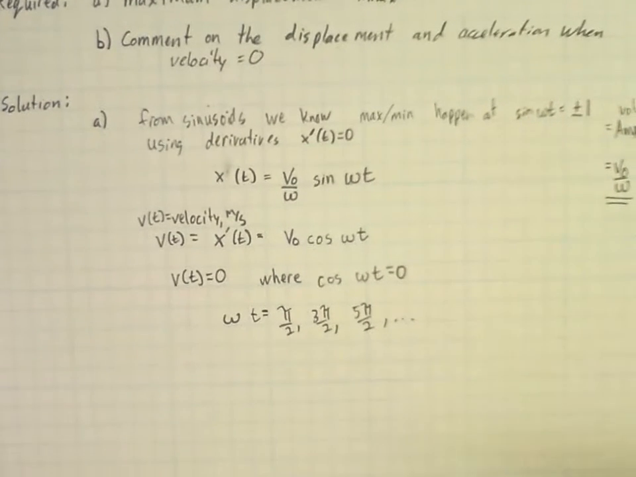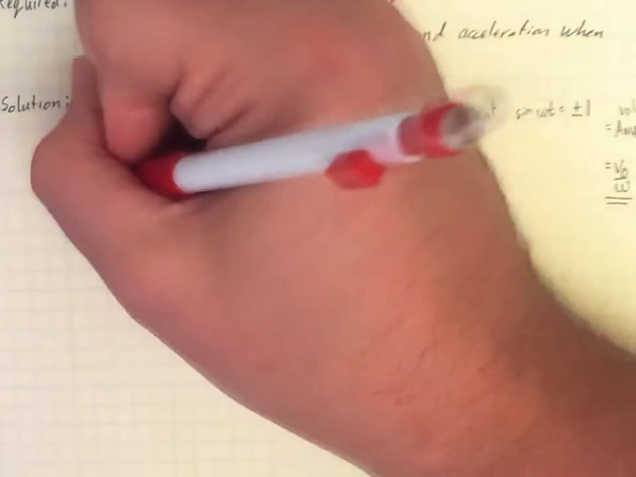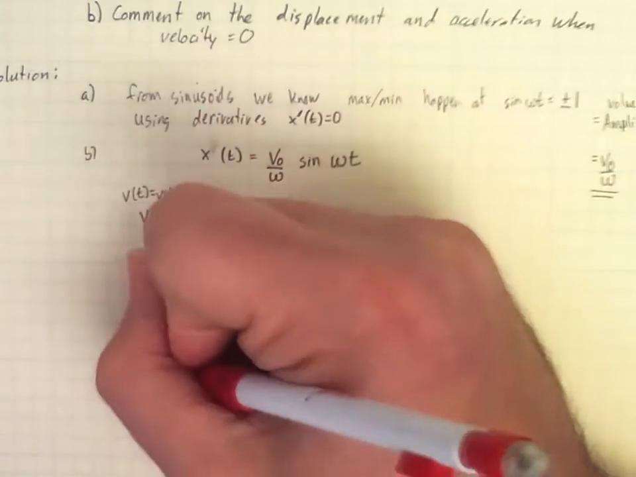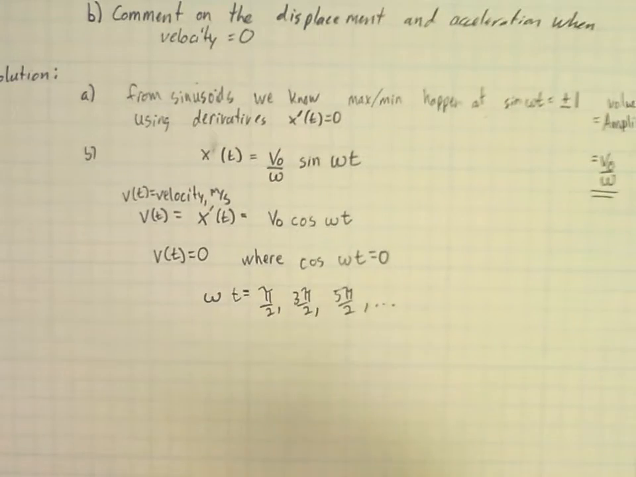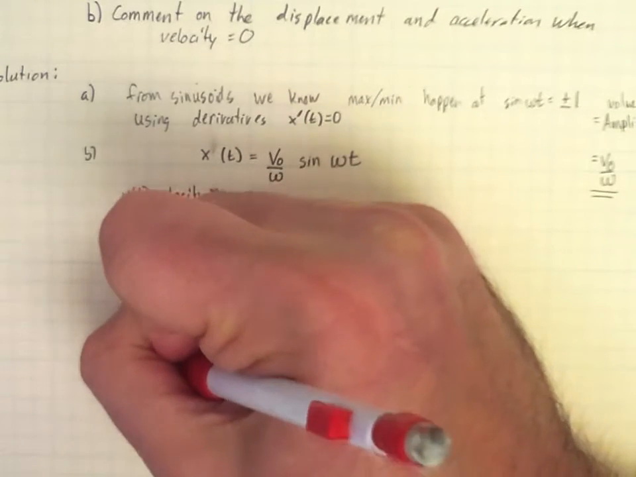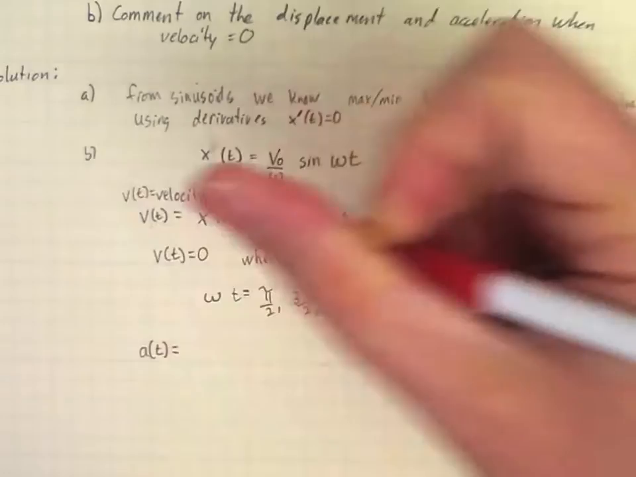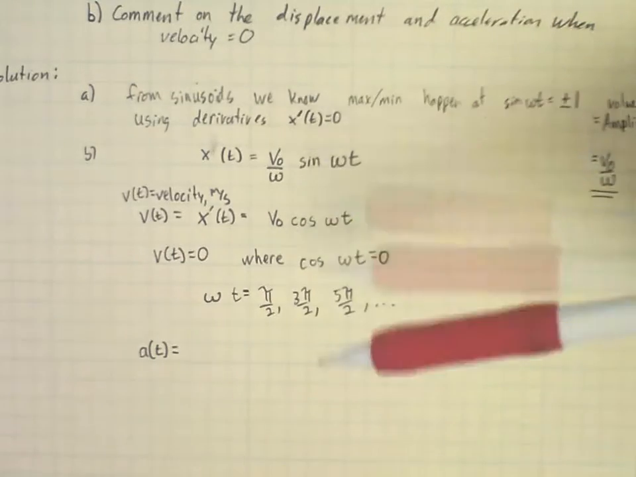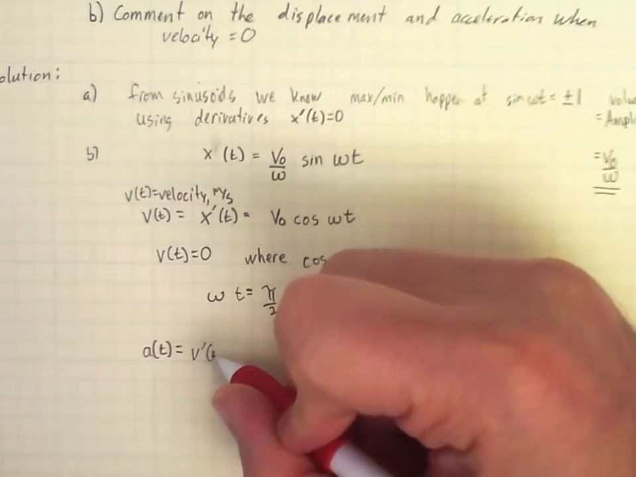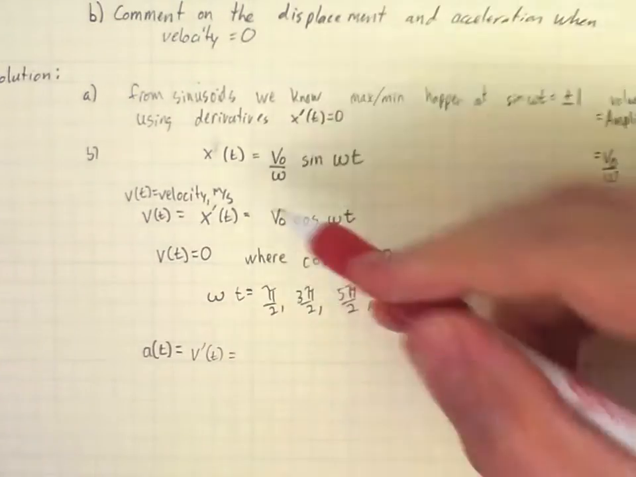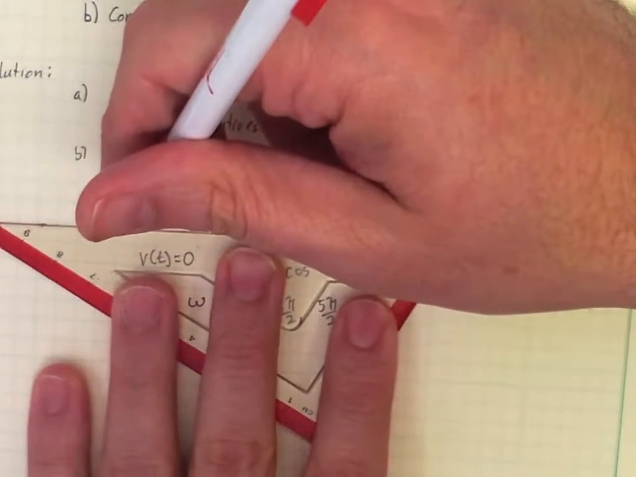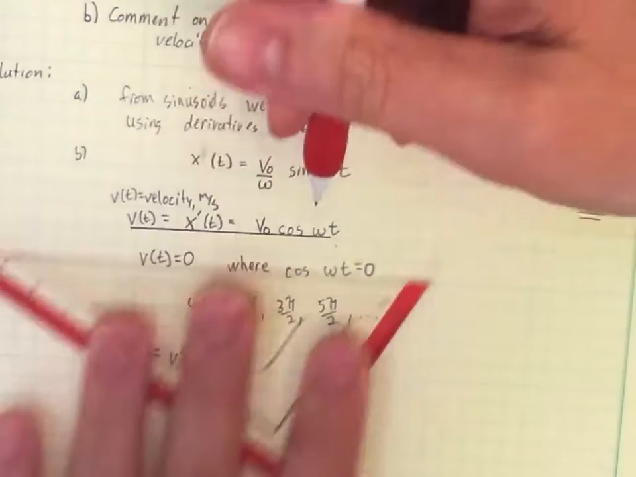But we also want to do part B, which is what we're working on here. We want to know what's going on with the acceleration at those times as well. We know what the function is. We need to know what the acceleration is, which is the derivative of the velocity. So we would take our velocity function, which I should have underlined. So that's our velocity function.